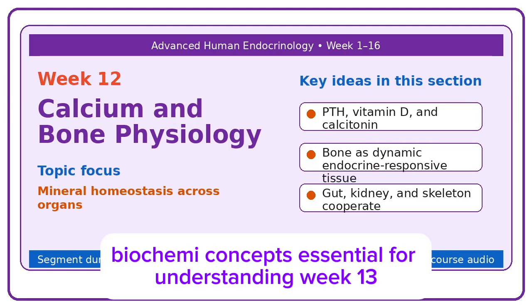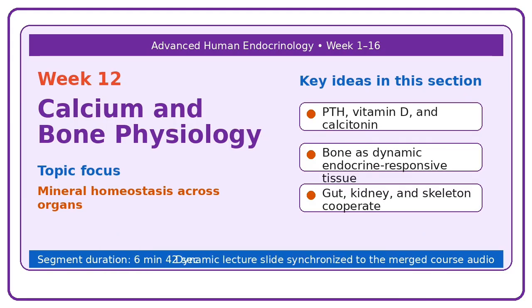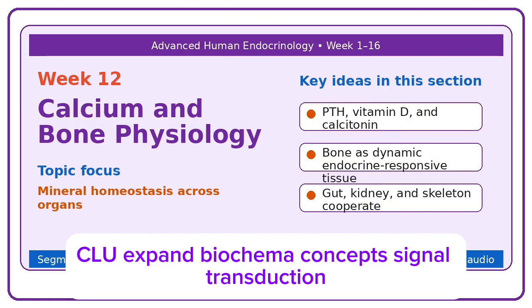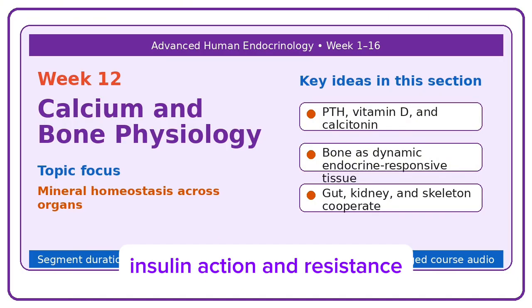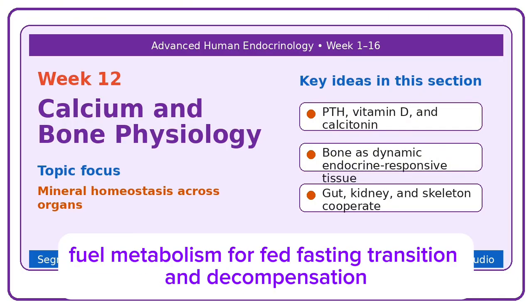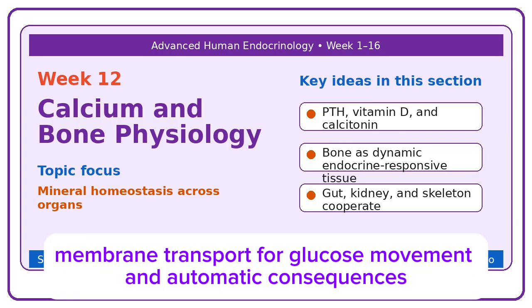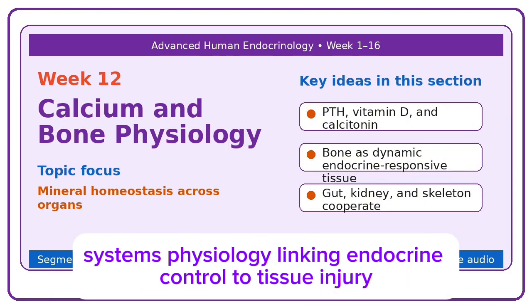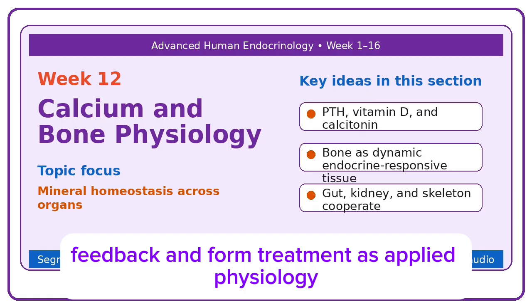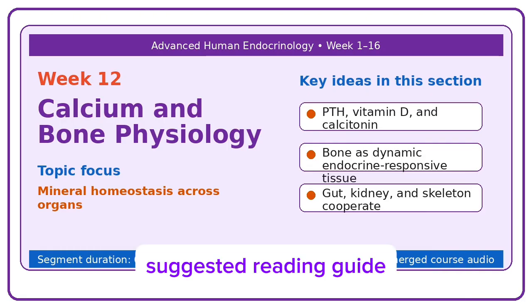Biochem concepts essential for understanding week 13. To expand biochem concepts: signal transduction for insulin action and resistance, fuel metabolism for fed-fasting transition and decompensation, enzyme and pathway regulation for hepatic output and tissue uptake, membrane transport for glucose movement and osmotic consequences, systems physiology linking endocrine control to tissue injury, feedback-informed treatment as applied physiology. Suggested reading guide.